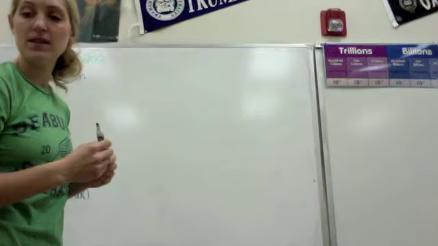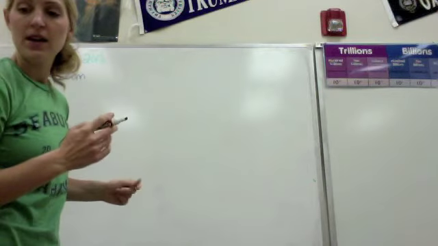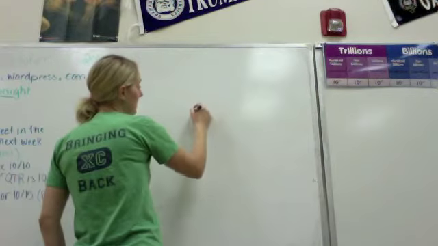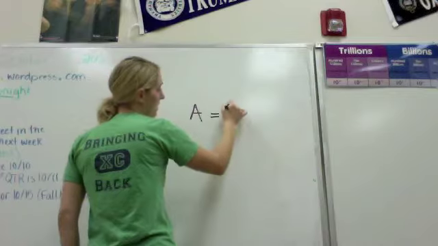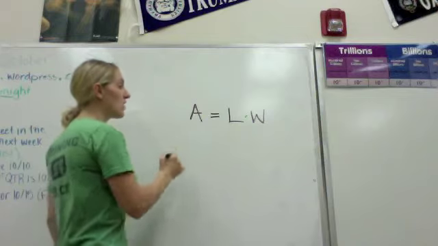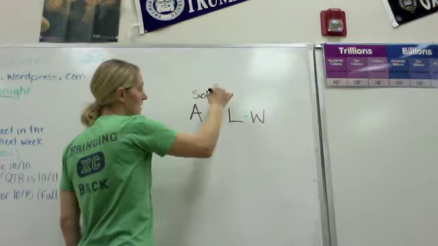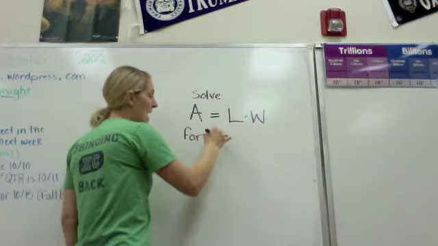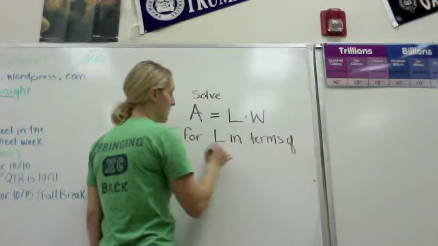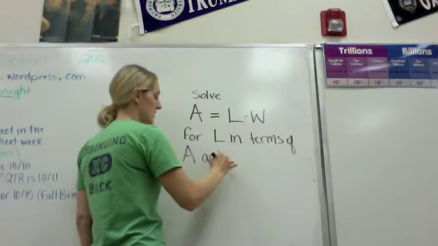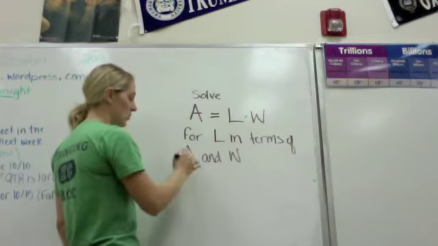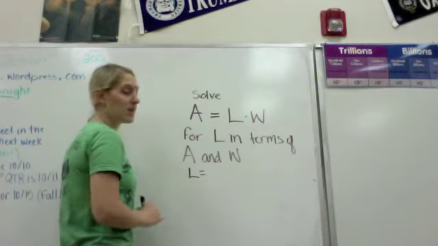I know that the area of a rectangle equals length times width. Suppose I want to solve this equation for L in terms of A and W. Well, I need to rearrange this so that L is on one side, so it will look like that. L equals something.